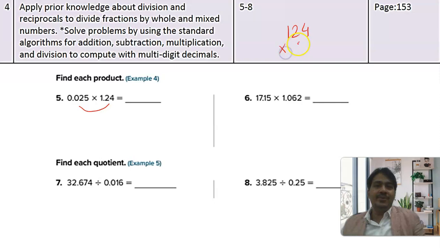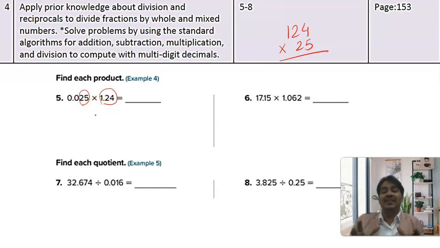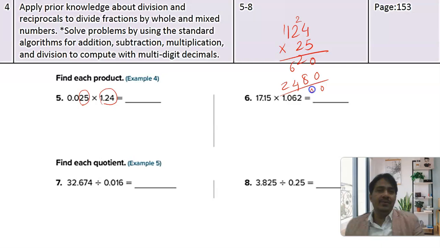124 times 25. You have to take the numbers only, the significant digits. We call it the significant digits only, and multiply them. 5 times 4 is 20, so 12, and 6 is 0, this is 8, 4 and 2, and then just add them. So this is 3100. Yes, so I multiplied 124 by 25, and what you get is 3100.